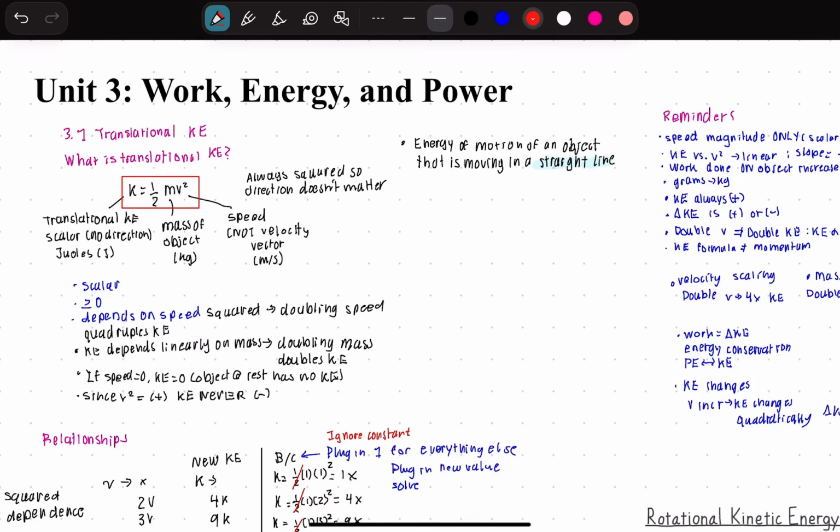Let's talk about 3.1 translational kinetic energy in Unit 3 of AP Physics 1 Work, Energy, and Power. So, what is translational kinetic energy? Translational kinetic energy is the energy of motion of an object that is moving in a straight line.